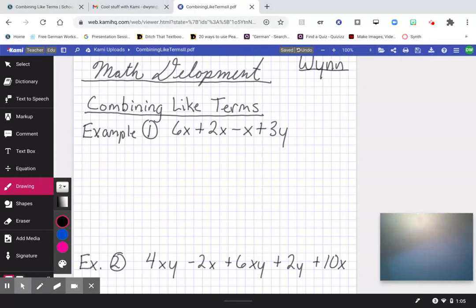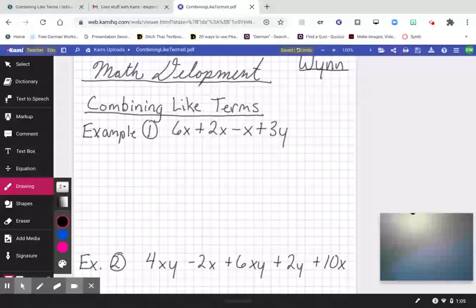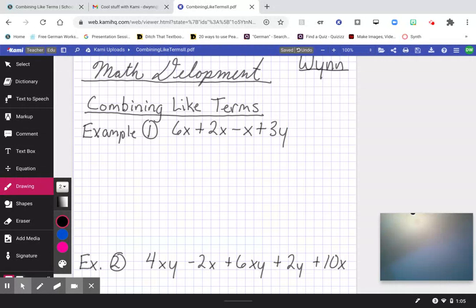So 6x plus 2x, we're not adding, so it's a little deceiving. We are adding the x's, but the x variable itself doesn't change. The coefficient changes because the coefficient is what indicates how many x's we have. So if I'm adding 6 x's to 2 x's, I'm left with 8 x's, and I can bring that down. The x stays the same.